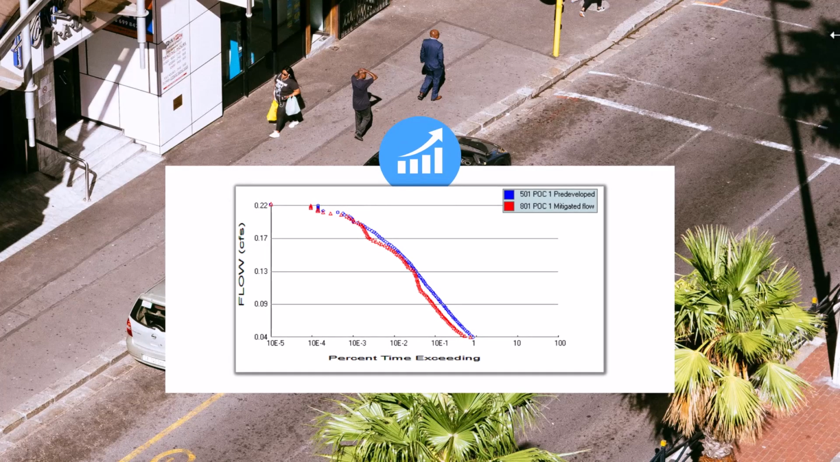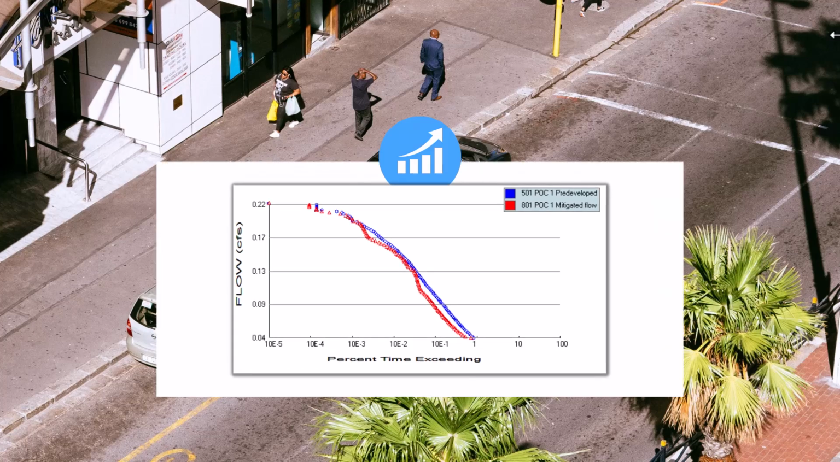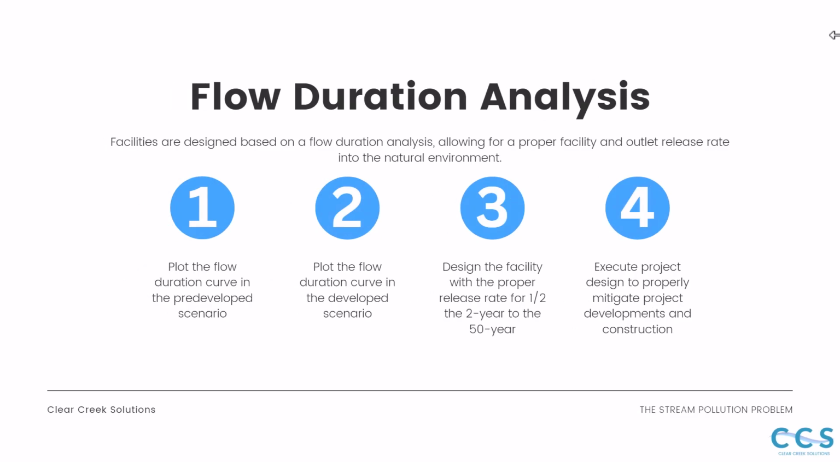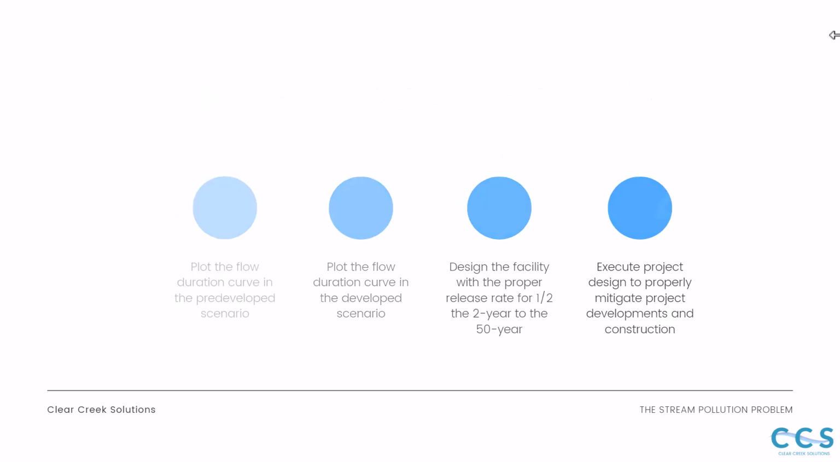So here's an example of a flow duration curve that we find in a program such as WWHM 2012. The blue line represents the pre-developed curve, which shows the flow rate on the left and the percent time that flow is being exceeded. And on the right, the red line shows the mitigated flow rate. We want that mitigated line below the pre-developed line so we don't have any additional flows exceeding what the natural environment was used to. So what is a flow duration analysis? Facilities are designed based on flow duration analysis, allowing for a proper facility and outlet release rate back into the natural environment. So we plot the flow duration curve in that pre-developed scenario, that was the blue line. Then we plot the flow duration curve in the developed scenario, that was the red line. Then we design the facility with the proper release rate for that half the 2-year to 50-year flow range, and then execute project design to properly mitigate project developments and the construction.